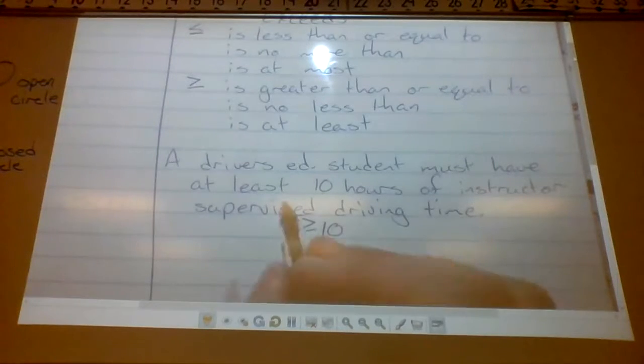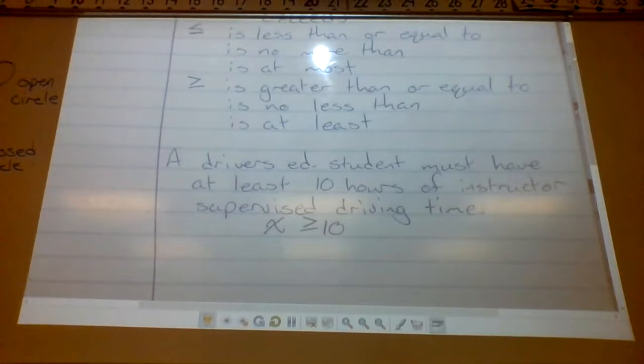10 hours. Do you know what has to be at least 10 hours? The student hours. x has to be at least 10 hours. So can you get away with only having 9 hours? No. Can you have 11 hours? Yes. If it said equal, you would have to have exactly 10 hours. When it says at least, you can have more than 10.